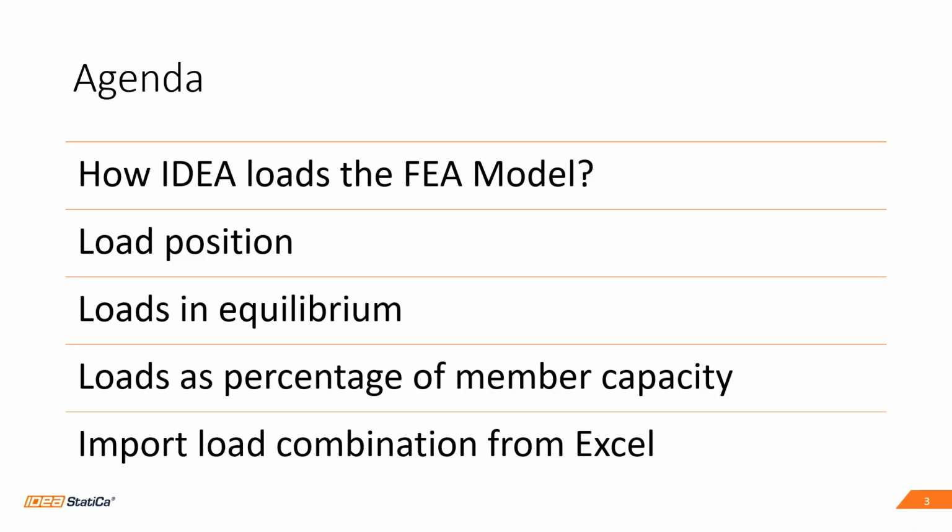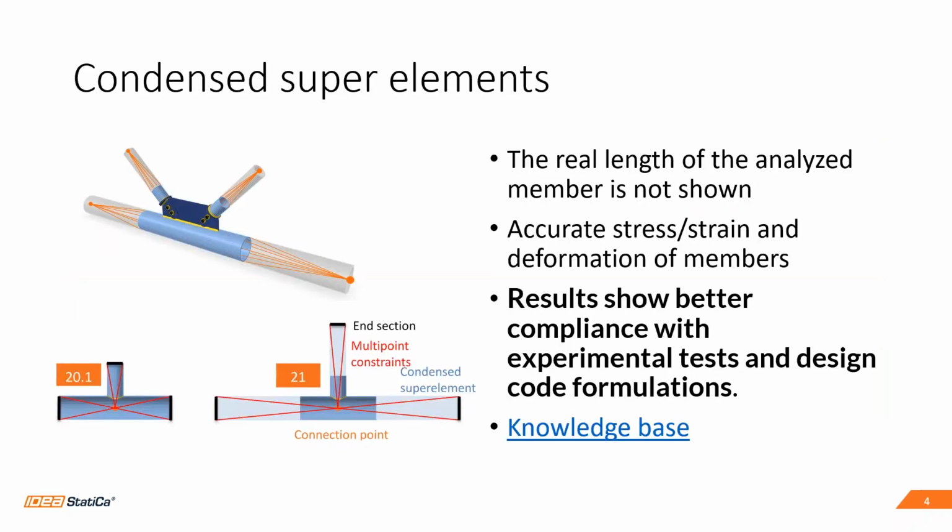The first topic I would like to talk about is that when you're modeling a connection, what you see is this portion of the model, the portion that you normally see. However, behind the scenes, we have a larger element called condensed superelements. This element is added behind the member end and has the same properties as the elastic shell model of the member, the area I am showing here in the presentation.